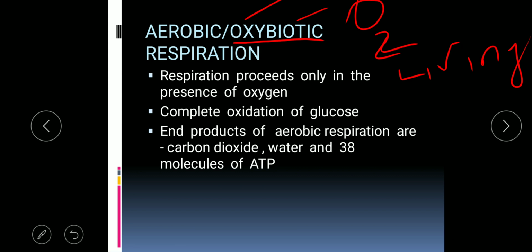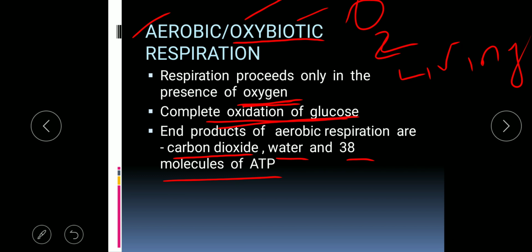In this type of respiration, the process will proceed only in the presence of oxygen. There will be complete oxidation of glucose, or complete breakdown of glucose, in aerobic respiration. And what are the end products of aerobic respiration? The end products are carbon dioxide, water, and 38 molecules of ATP.